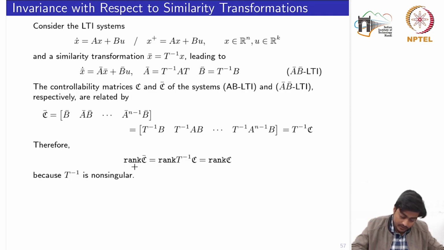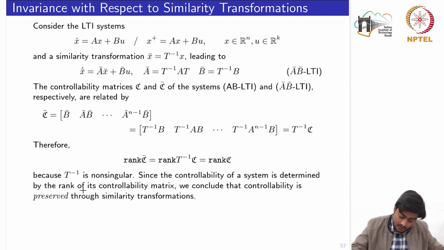Okay, so we would have the rank of C bar is equal to rank of T inverse C is equal to rank of C. The rank condition won't change because T inverse is non-singular. So since the controllability of a system is determined by the rank of its controllability matrix, we conclude that controllability is preserved through similarity transformations.